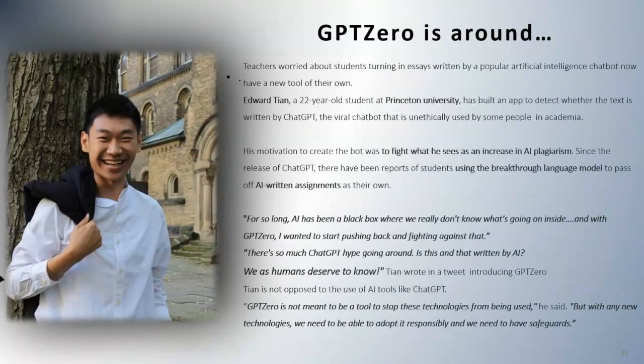And this is actually a hero for the teachers. How? Because he invented GPT Zero, an anti-cheating program. I mean, this news isn't good for students, I'm sorry, but GPT Zero is around. Okay. Edward Tian, a 22-year-old student at Princeton University. The amazing thing is he's a student, and being a student, he actually felt bad about it. So his motivation to create the bot was to fight what he sees as an increase in artificial intelligence plagiarism. Since the release of ChatGPT, there have been reports of students using the breakthrough language model to pass off AI-written assignments as their own. I quoted his words as they are because they are so impressive.